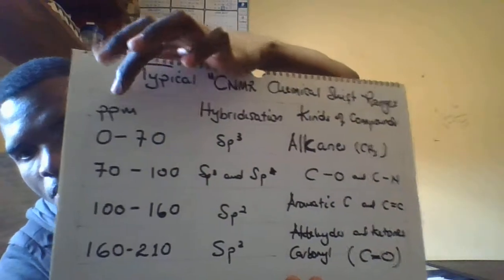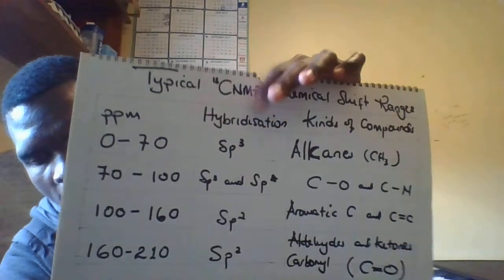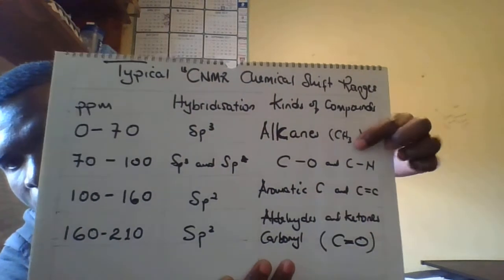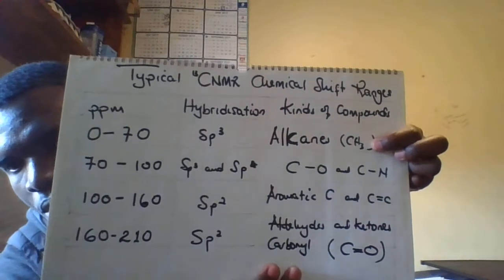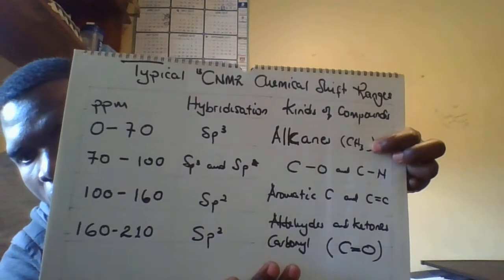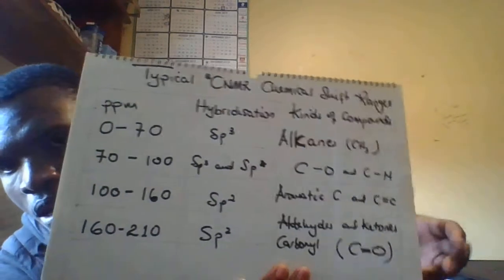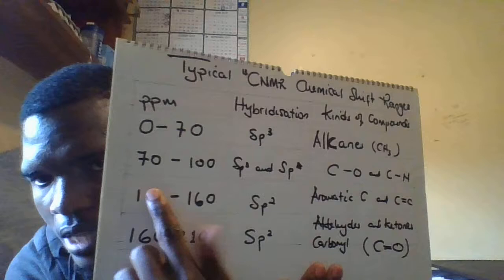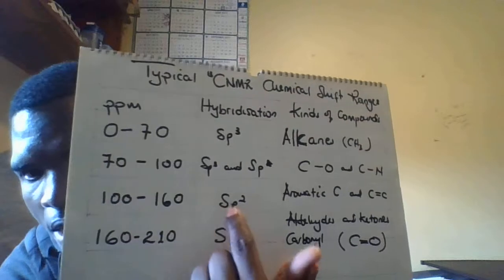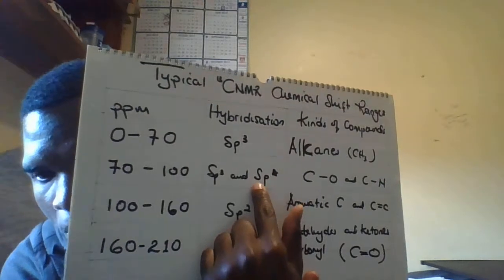So we have the chemical shift values between 0 to 70. They are for sp3 hybridized carbon, normally for primary carbons like this alkane CH3. A primary carbon is the one that has got only 1 carbon substituted, and it is bonded to another 3 hydrogens. Then if you have carbons that are showing a chemical shift value between 70 to 100, then it's either an sp2 hybrid carbon or an sp hybrid carbon.